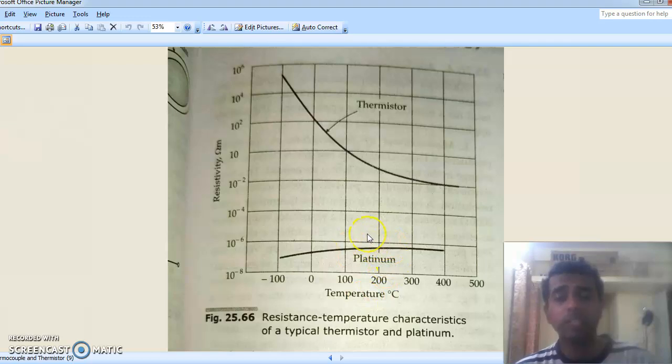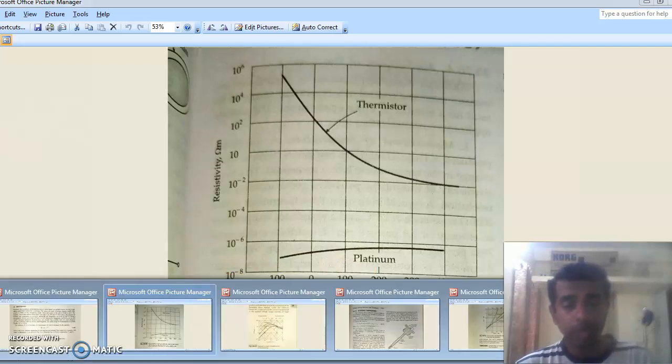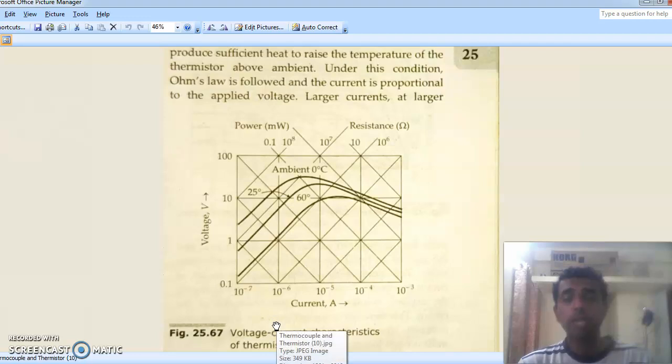Platinum has one quality, that is highly constant resistivity. From 100 degrees Celsius to 400 degrees Celsius, its resistivity is almost constant. That is why we compare it with a thermistor. Now another important point: any two-terminal device will have its own VI characteristics. So thermistors also have VI characteristics.